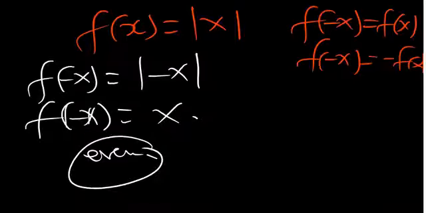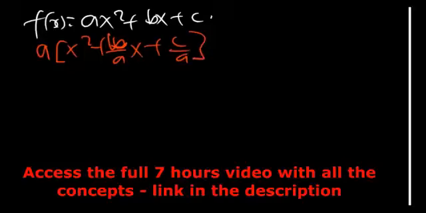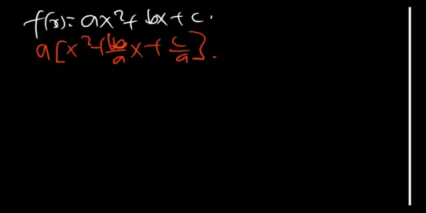Okay, we are going to talk about the completing square method. So we are going to have a function in the form f of x is equal to ax squared plus bx plus c. Now the first step here is we have to factor out a. So if I factor out a, I'm going to remain with a times x squared plus b over a x plus c over a. So the first point here is you always factor out a.